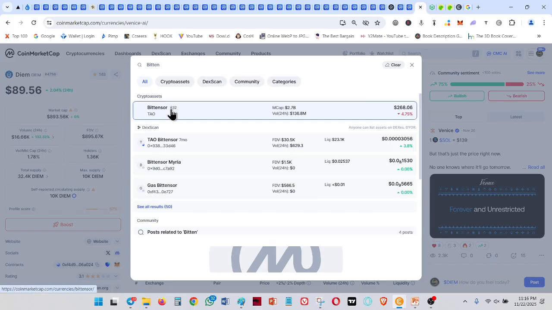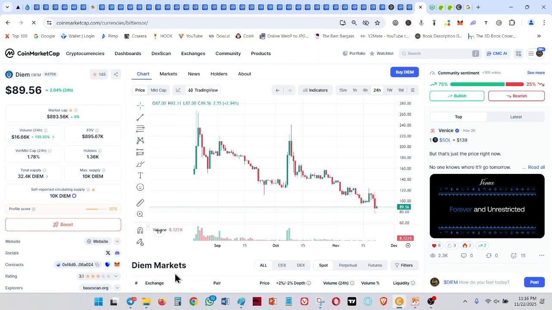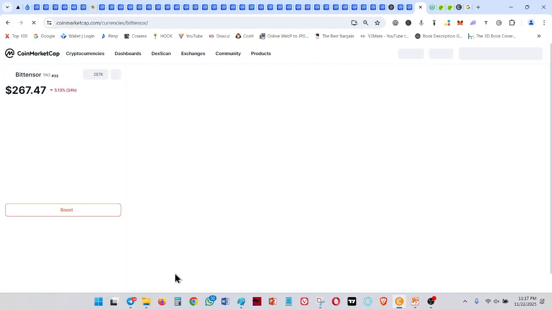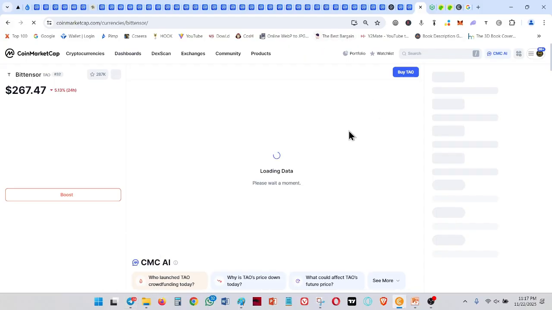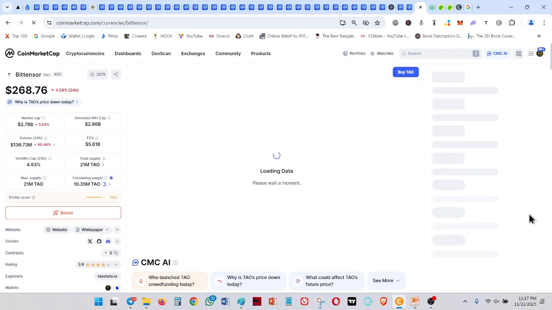Look at it here. So this is Bitensor. Look at the name. Bitensor is number 32 on CoinMarketCap. It's ranking number 32 on CoinMarketCap.